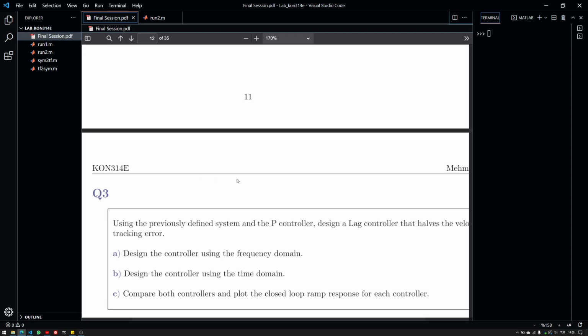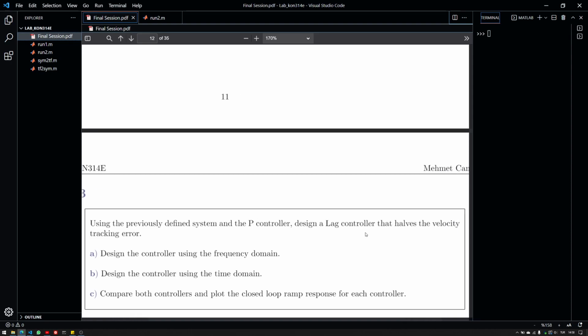So let's continue with the third question. Now, we've designed a p-type controller in the previous question. Now, the question is to come up with a lag controller that halves the velocity tracking error, which means that if we apply ramp type inputs, the steady state error should be half of it.